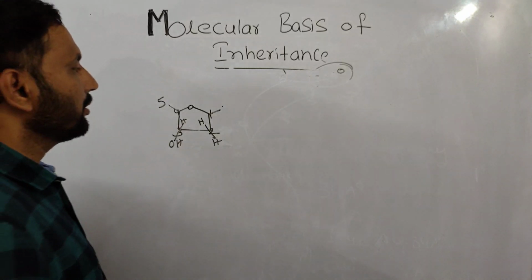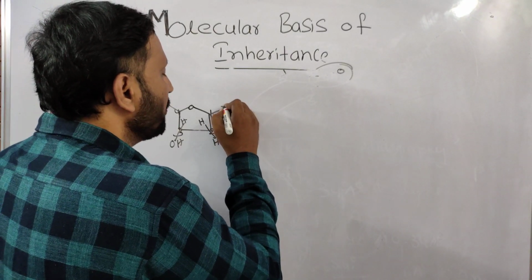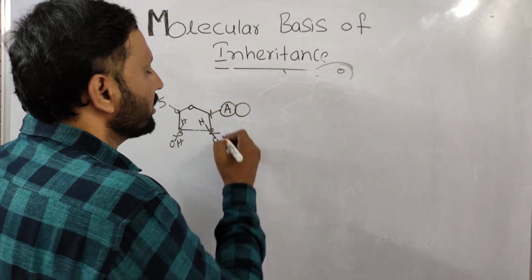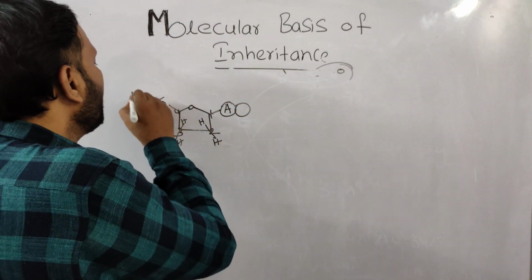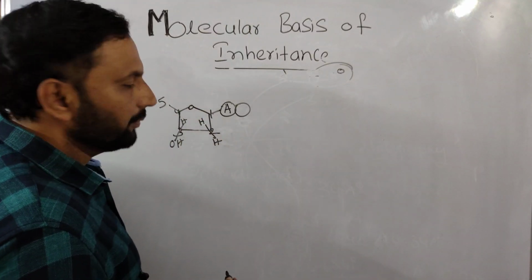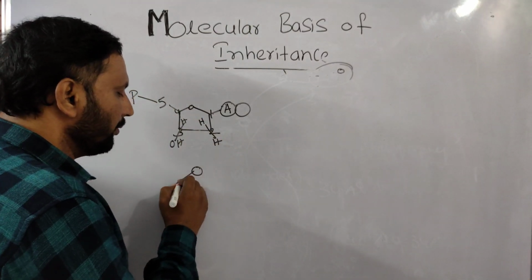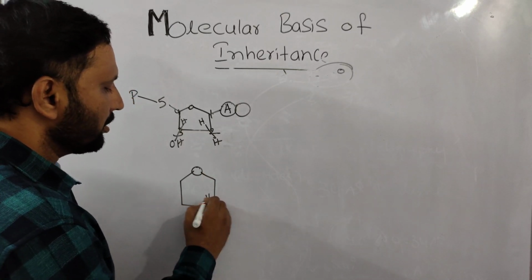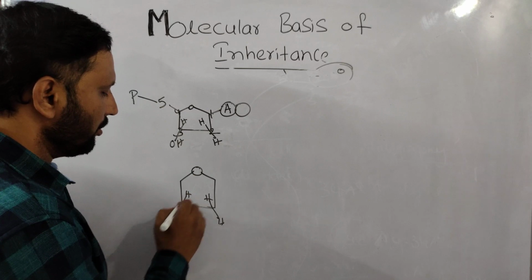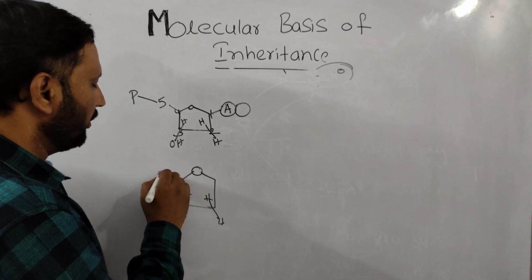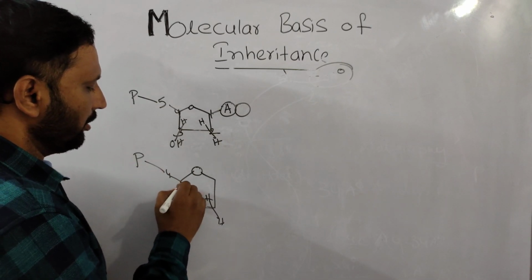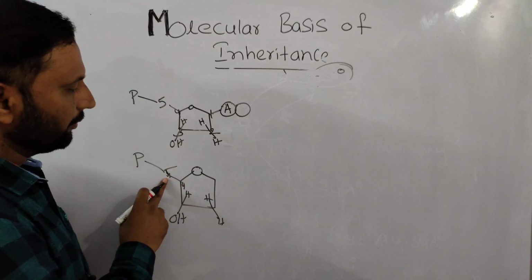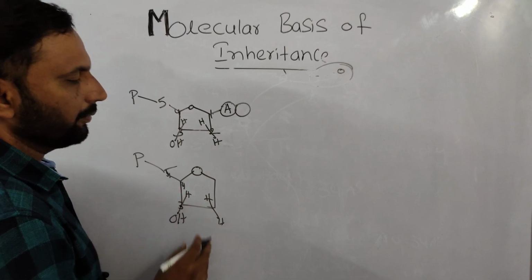Here are the nitrogen bases. Suppose I am taking adenine. Adenine is present here, with two CN rings. Phosphate is attached to the fifth carbon. Like that, I am taking the second sugar. Here also H and OH. Here is the fourth one, and this is the fifth one. Phosphate is attached to the fifth carbon. So this is the third carbon.